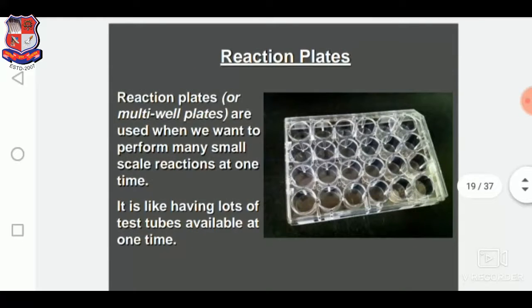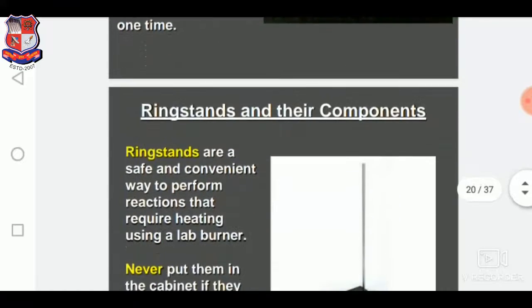Reaction vessels or plates. Reaction plates or multi-well plates are used when we want to perform many small-scale reactions at one time. It is like having lots of test tubes available at one time.